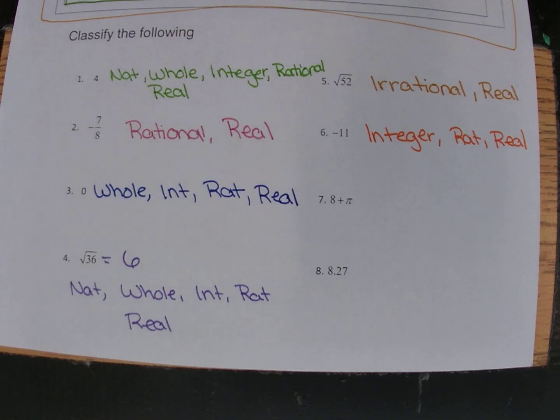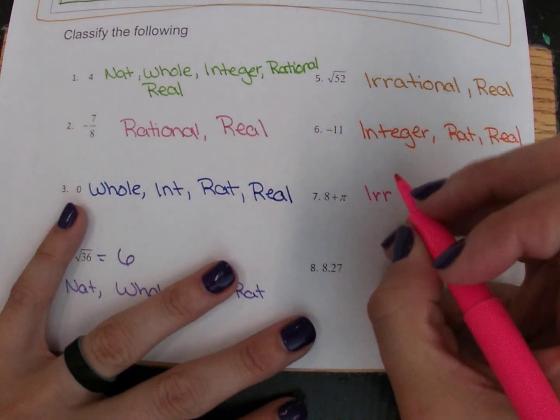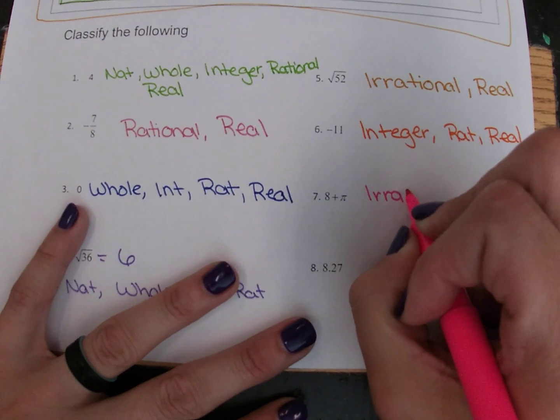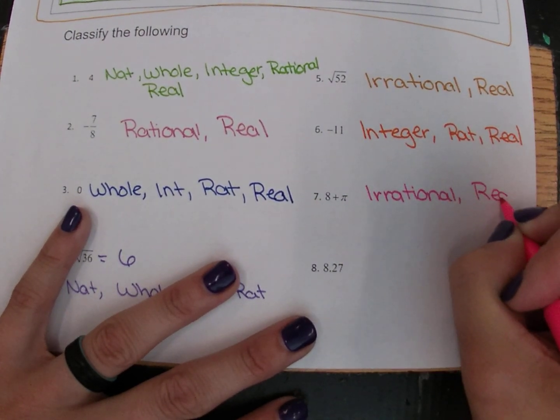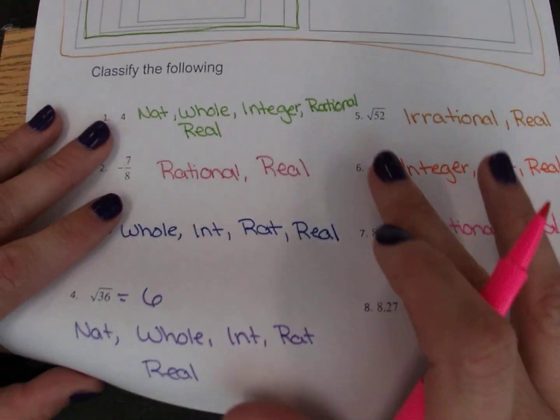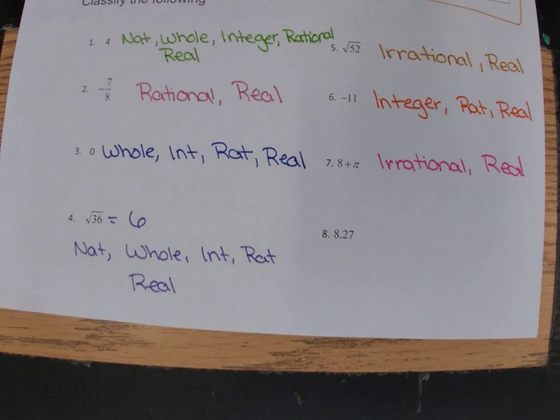Okay, number 7, pretty much as soon as you see pi, that just determines it for you. Unless you're multiplying pi times 0, pi is irrational. So whether we add 8 to it or divide it by 17, pi is an irrational number. All of these are going to be real, right? You'll notice on every single one, real, real, real, real, right? All the numbers are real.